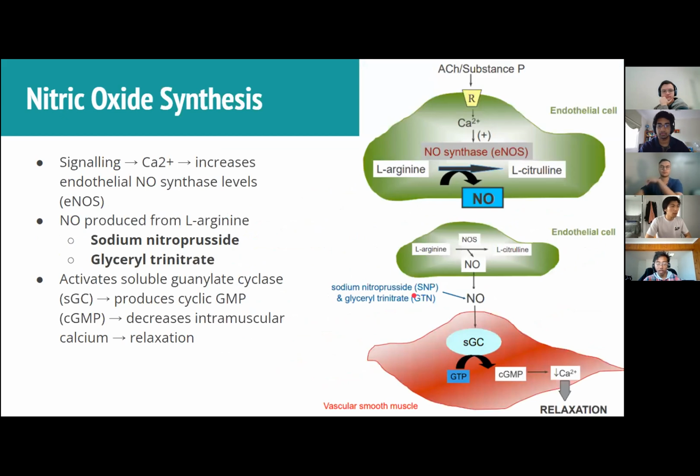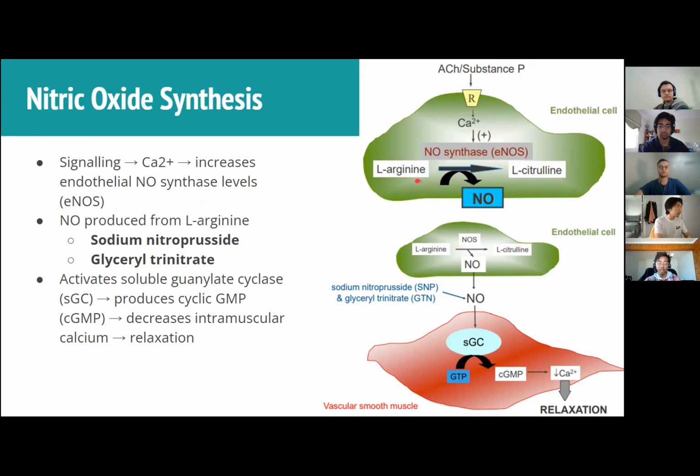Okay, so how do we create nitric oxide? I talked about how there's a bunch of different substances that can cause the production of nitric oxide, such as acetylcholine and substance P. Essentially, that signaling on the endothelial cell causes an increase in calcium, which promotes nitric oxide synthase enzyme action. There's a bunch of different types of nitric oxide synthase found in different cells, but since we're talking about the endothelial cell, it's going to be endothelial nitric oxide synthase.